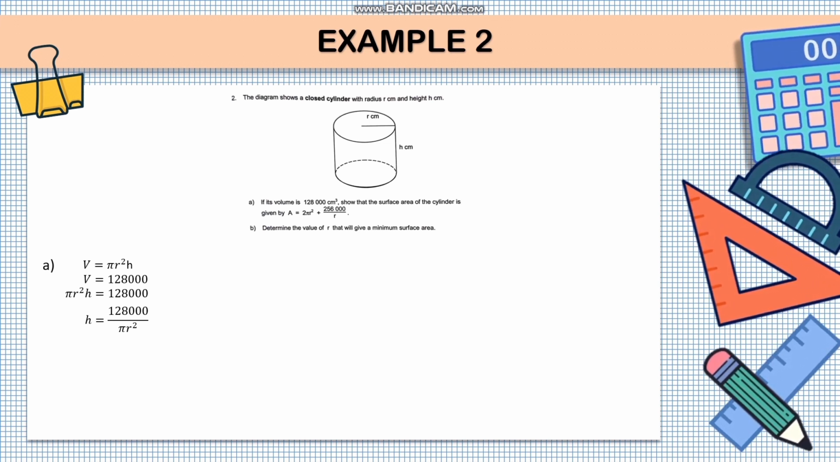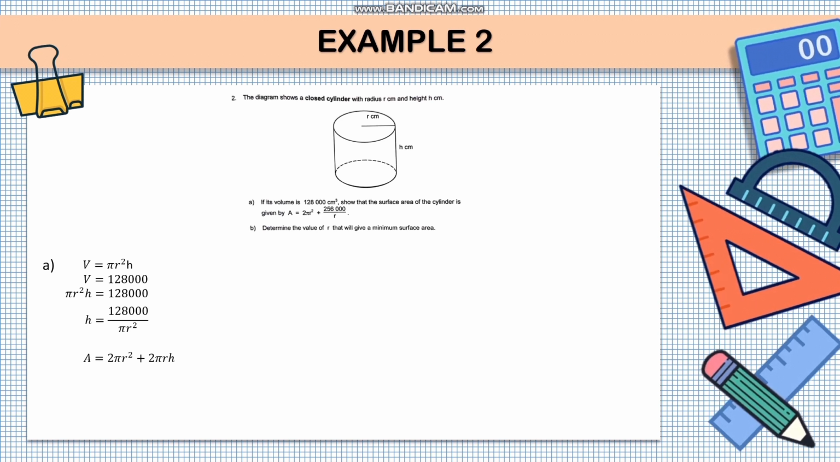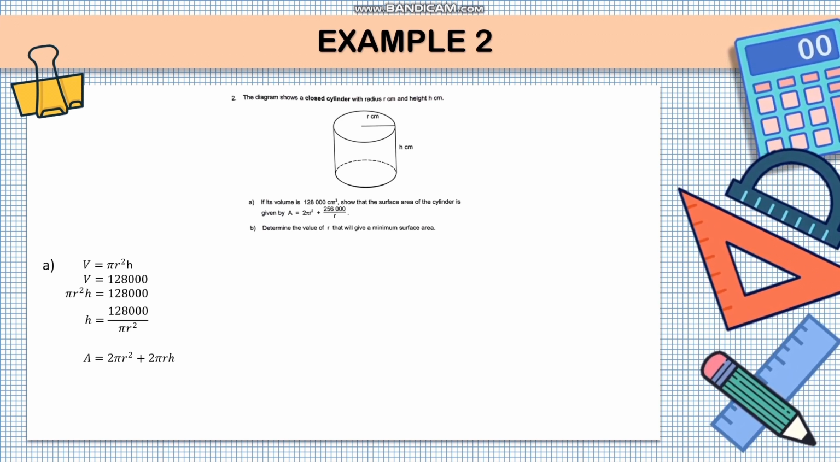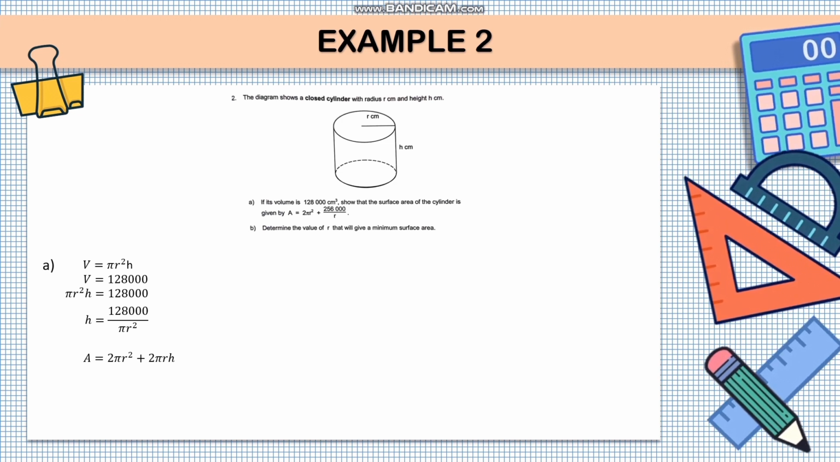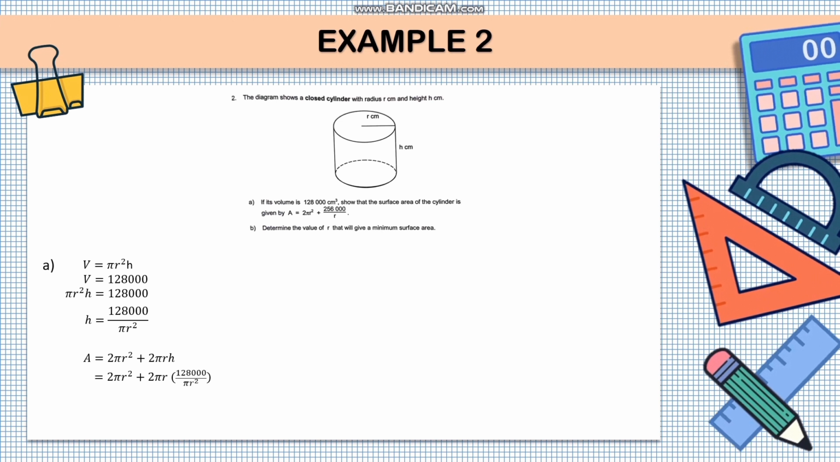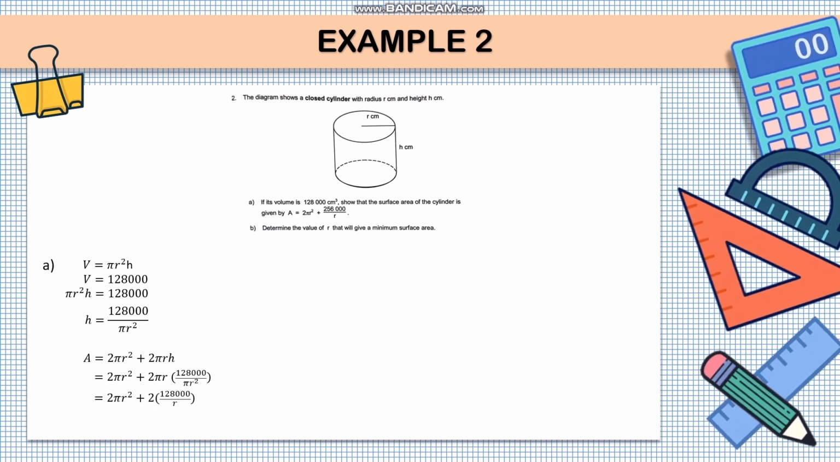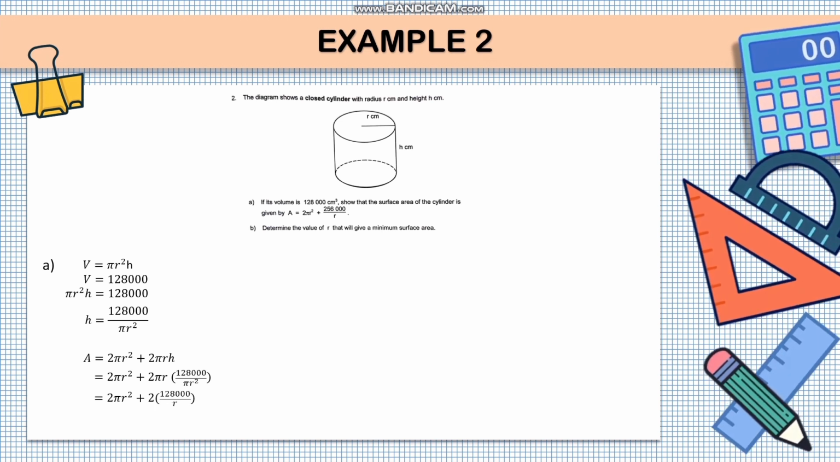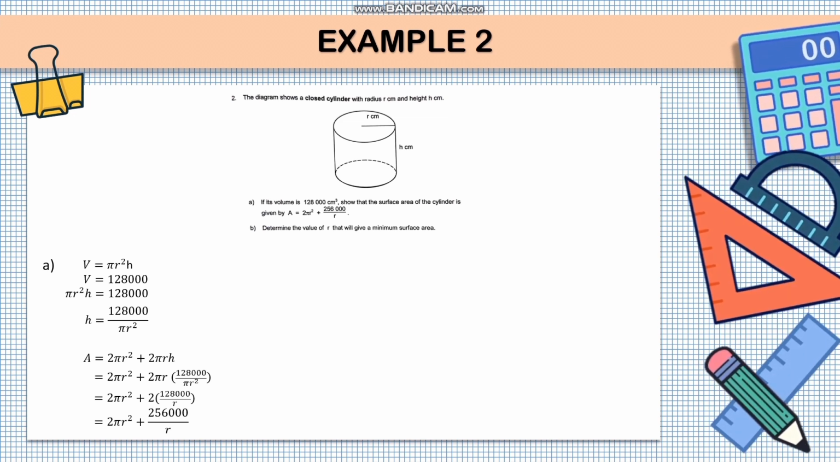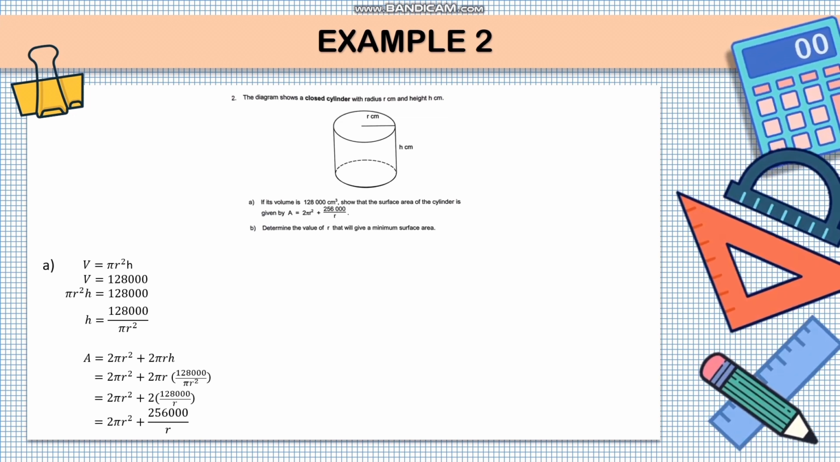Next, we need to substitute h into A. Surface area formula for a cylinder is A equals 2 pi r squared plus 2 pi r h. Here we can replace h with 128,000 over pi r squared. Then we can simplify it. So here, we have shown that the surface area of the cylinder is A equals 2 pi r squared plus 256,000 over r.